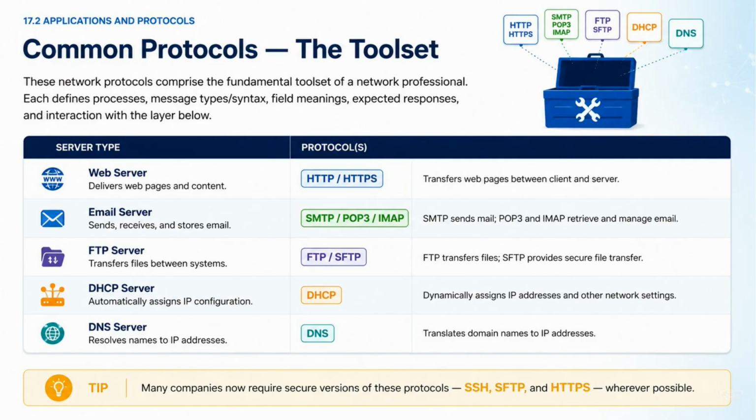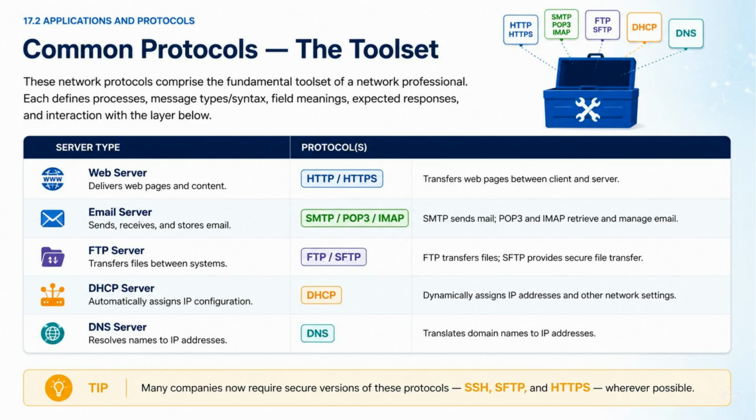Web servers use HTTP, HTTPS. Email servers use SMTP, POP3, IMAP. FTP servers use FTP, SFTP. DHCP servers use DHCP. DNS servers use DNS. Point out the trend on screen. Many companies now require the secure versions wherever possible.